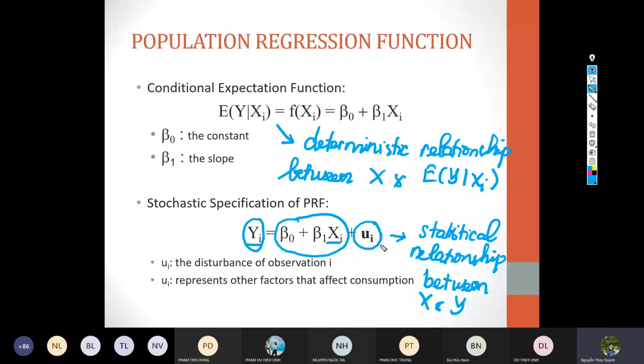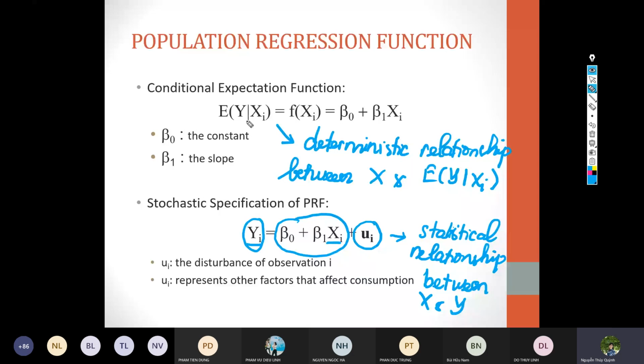Okay, all right. If you can see, we have two ways to express the population regression model: the population regression function and the stochastic form of the population regression model. Remember that for the population regression function, there's no UI here, because the relationship between x and the conditional value of y is a deterministic one.